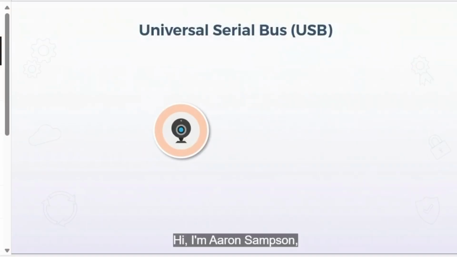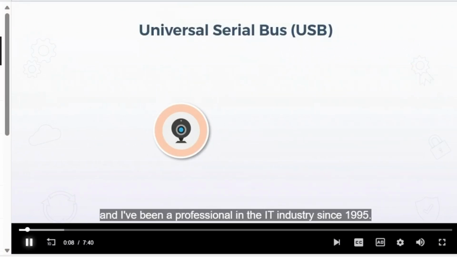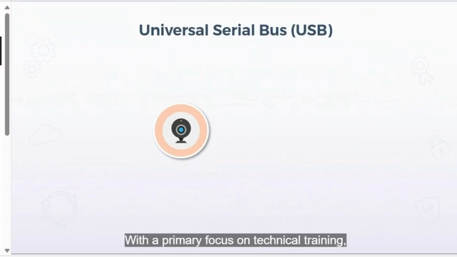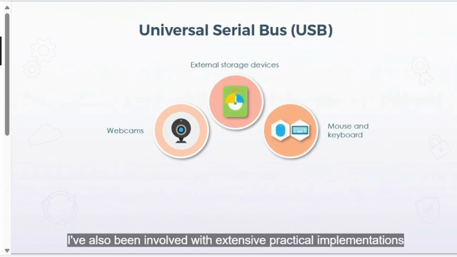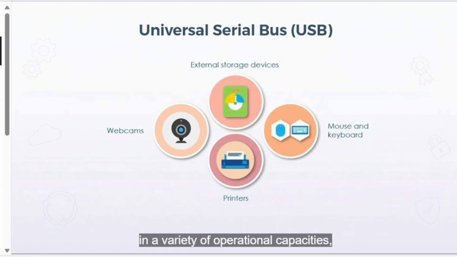For our first presentation of this course, we'll begin by examining the primary characteristics of the Universal Serial Bus or USB, which has become the standard interface for almost any type of external or peripheral device, including webcams, external storage devices, your mouse and keyboard, printers, and many others.